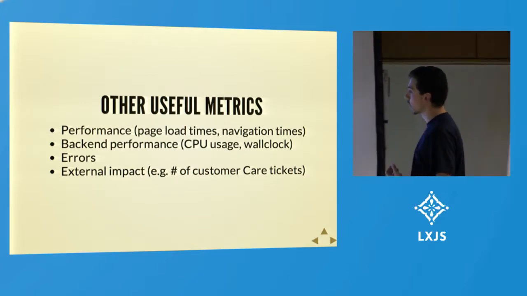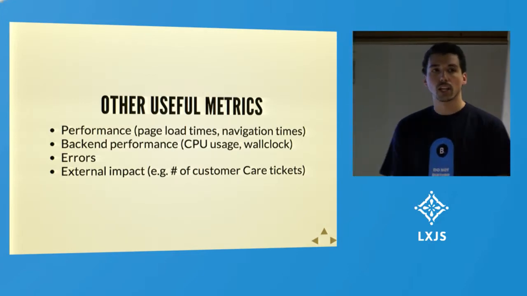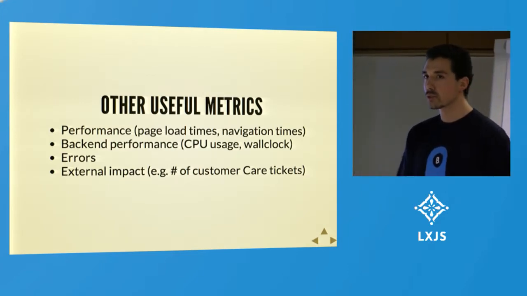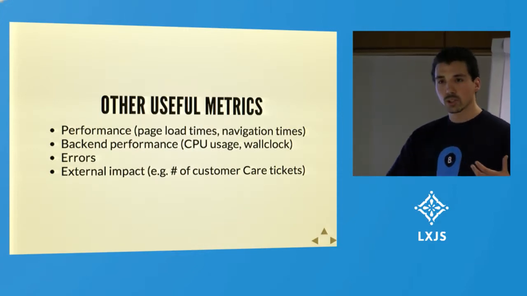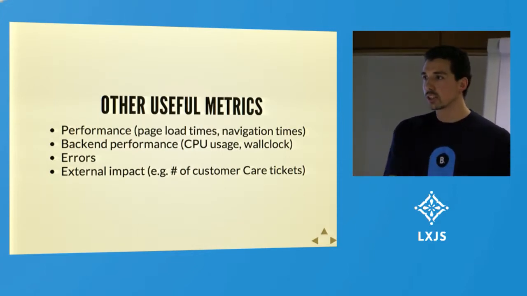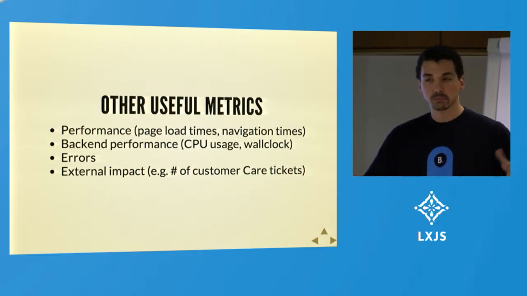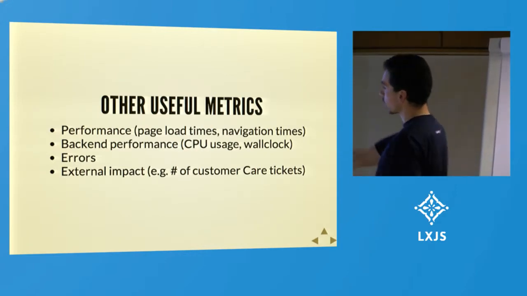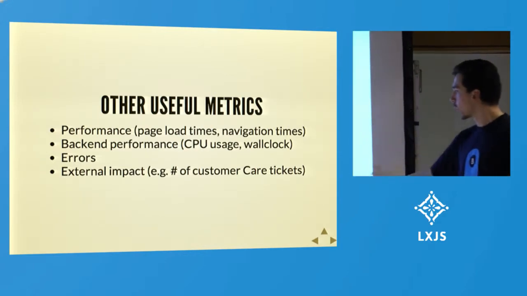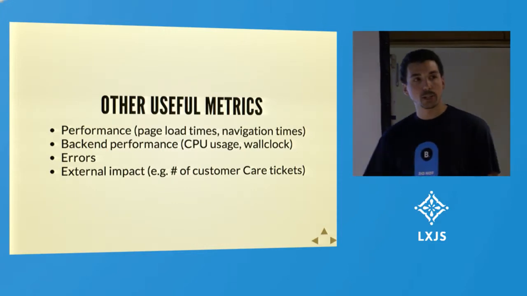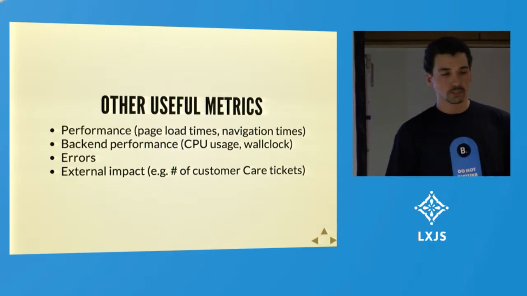Same goes for backend performance. You can actually measure errors. We've got some buggy code and we want to update it, and then we just try the new one, and if the errors go down and it doesn't affect our metrics, let's go for it. Or you can also look at something else like external impact, for example, customer care tickets. How many calls is our call center getting?